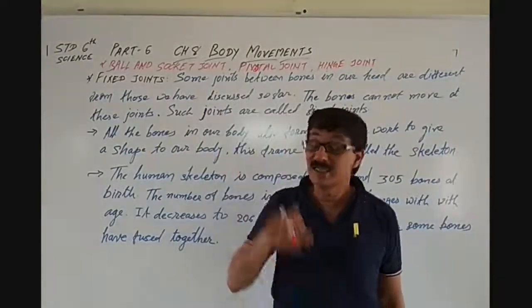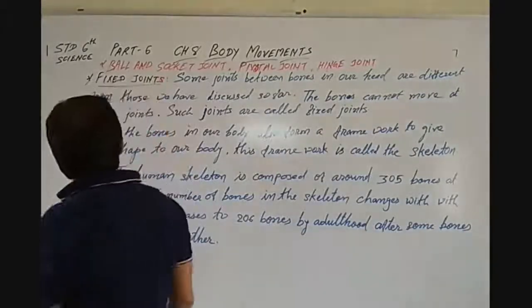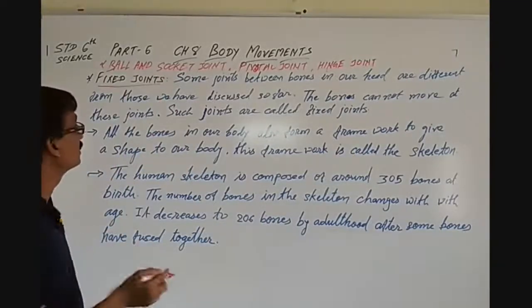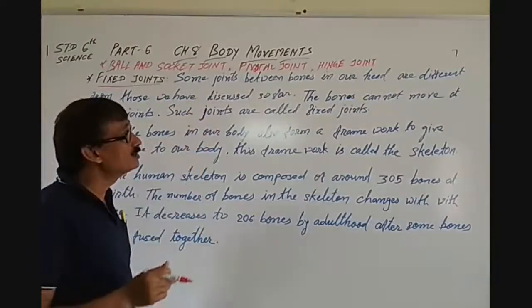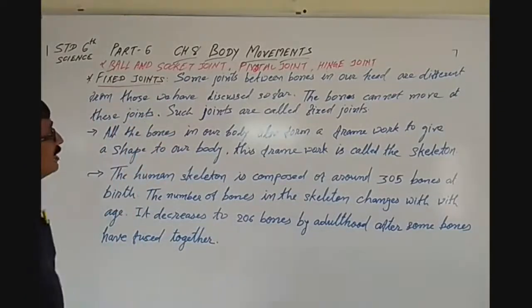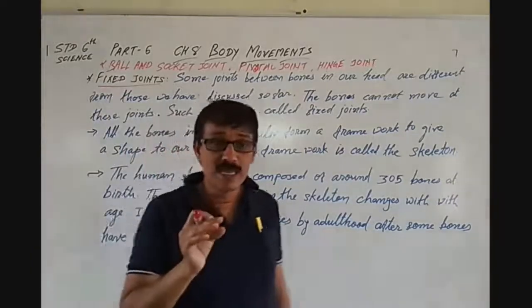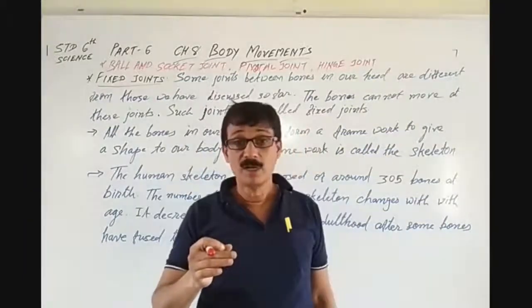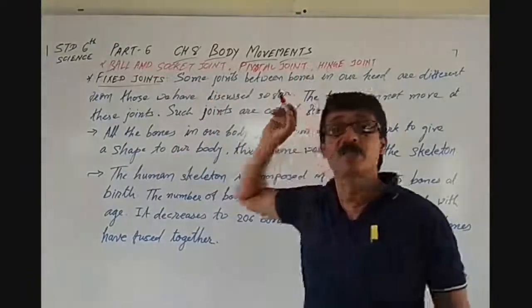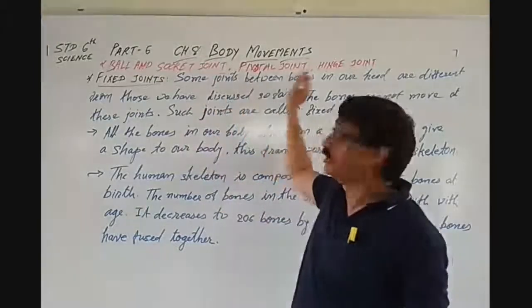Now today in this part we will discuss fixed joints. Let's try to understand. Some joints between bones in our head are different from those we have discussed so far. Some joints in our body are different from what we discussed so far: the ball and socket joint, pivotal joint, and hinge joint. Now some joints are different from these joints.